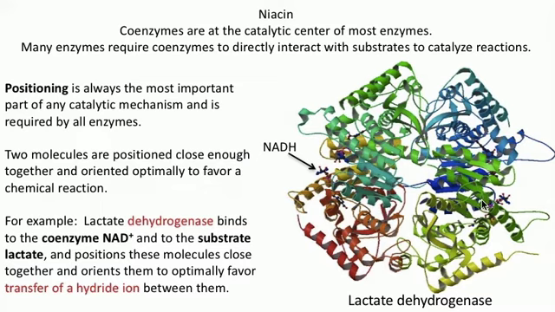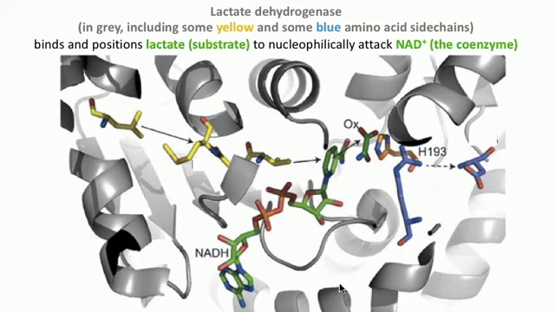Let's zoom in and take a look at that. Here I'm showing the enzyme in gray with some of its side chains in yellow and in blue and in orange. I'm showing the coenzyme NAD in green, and I'm showing the substrate lactate also in green.